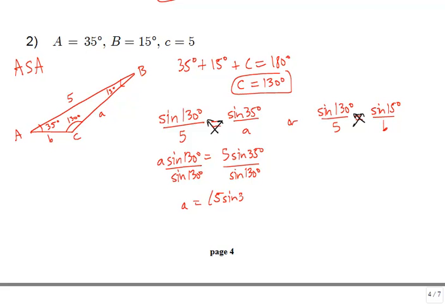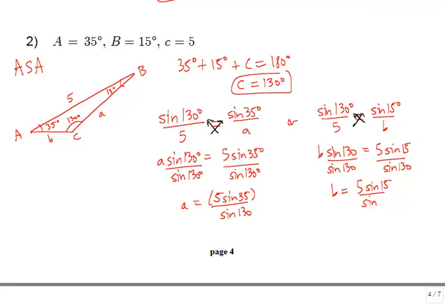Then I'm going to do exactly the same thing to get side B. So cross multiply gives me B sine of 130 equals 5 sine of 15, and divide both sides by sine of 130. I'm not going to bother showing you how to type that into your calculator. It's exactly like how we did the last example. I'm just going to go ahead and tell you what decimals we get here, and these would just be approximations. So A should turn out to be approximately 3.74, and B turns out to be approximately 1.69.